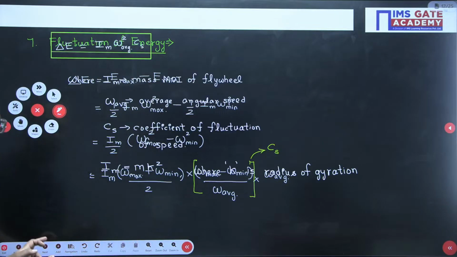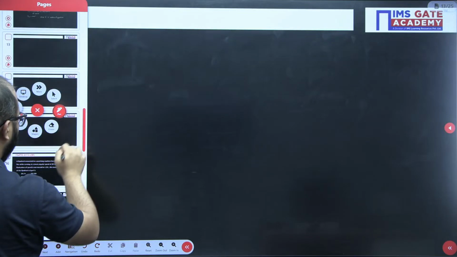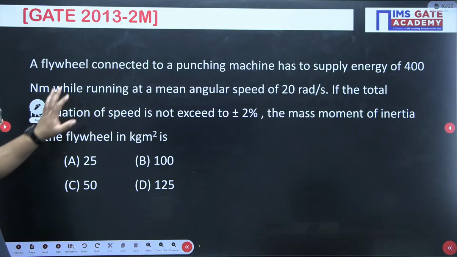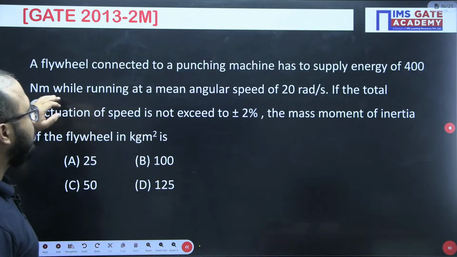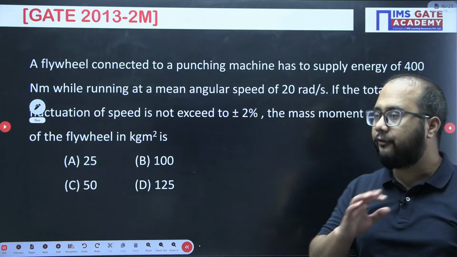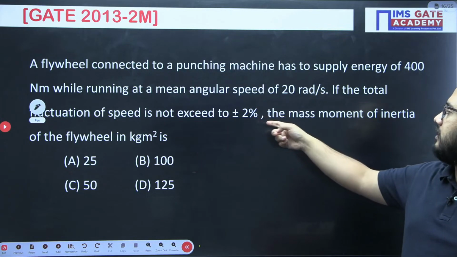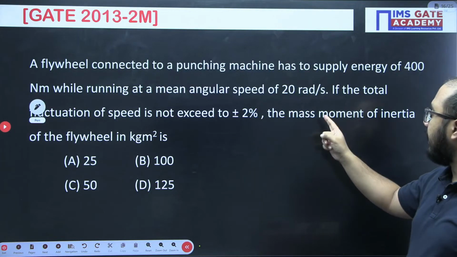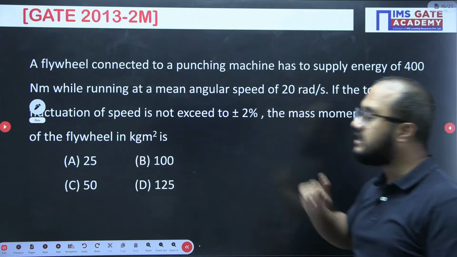Okay, so now coming to the questions part, guys. Let us see some questions that were asked in previous years. This is the question in front of you for 2 marks. A flywheel connected to a punching machine has to supply energy of 400 Newton meter while running at a mean angular speed of 20 radian per second. If the total fluctuation of speed is not to exceed plus minus 2%, then calculate the mass moment of inertia of the flywheel required, in kg meter square.